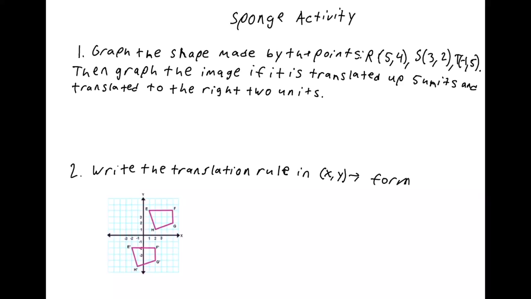Alright, now for the sponge activity. In number 1, I give you these points, and I want you to graph the shape. Then, I want you to graph its image if it was translated 5 units up and 2 units to the right. So you're going to be graphing 2 images, the pre-image and the image. And then for number 2, I give you a pre-image and an image, and I want you to write the translation rule in the form I just taught you.